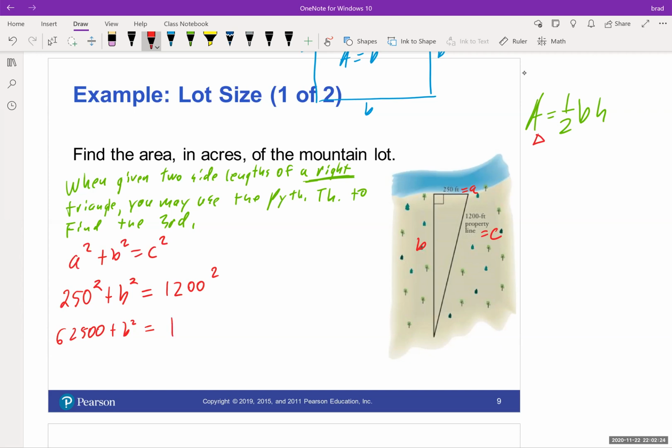Plus B squared equals 1200 squared. This would be 1,440,000. I think, yeah, okay. So we got that. So now our job is to solve for B squared. Well, you guys remember your old school math, right? We have to subtract to get B squared alone. Okay, so I'm going to do this minus 62,500.